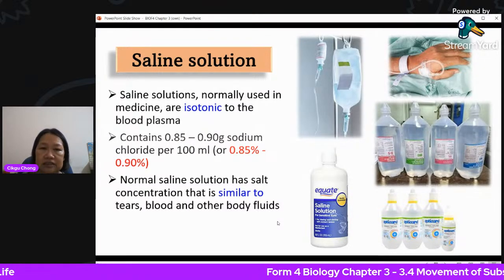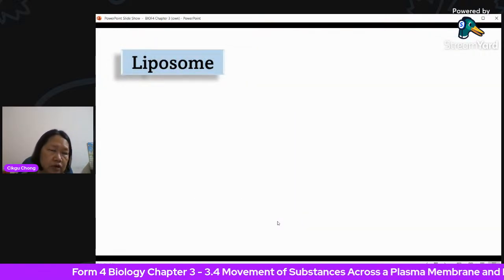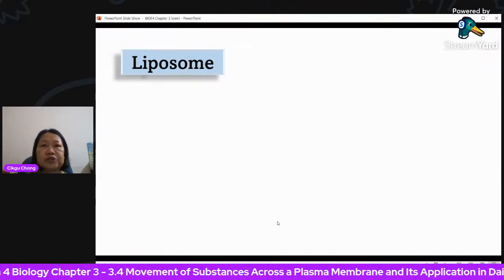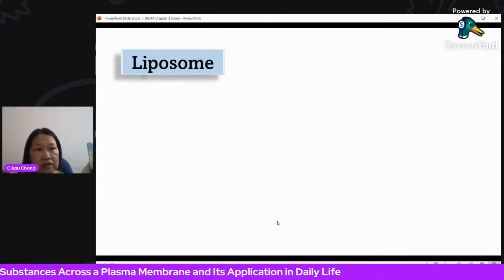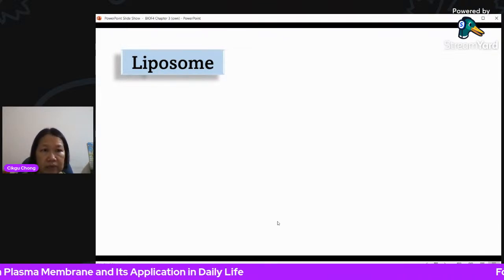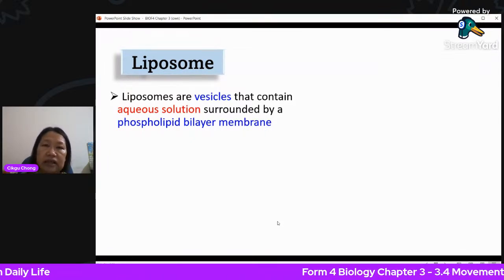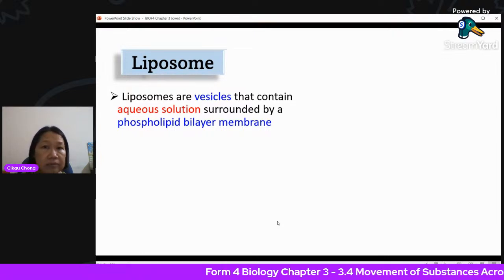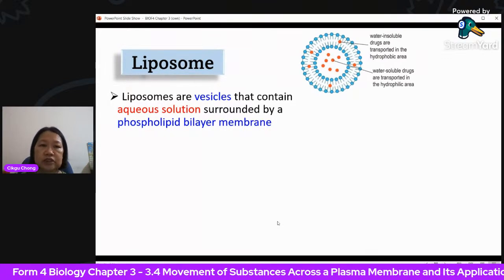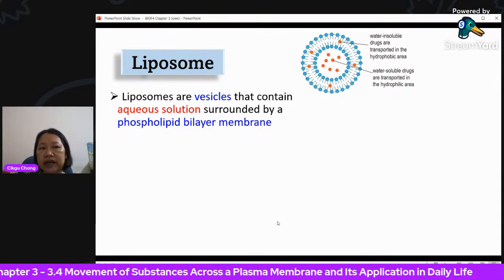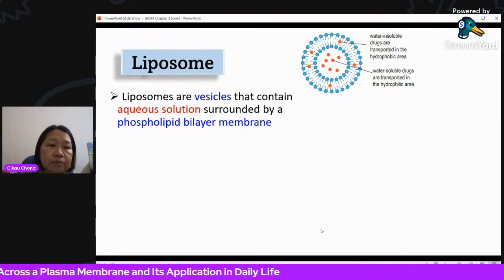Okay, so next, all right, number 5, liposome. Right, liposome. You've heard the word ribosome, right? Ribosome is naturally inside. This is the organelle in the cell that produces protein. Okay, but we have liposome. Now, liposomes are very small vesicles that can be manufactured. They can be man-made. Okay, that contain aqueous solution. Aqueous solution is a solution that is soluble in water, okay, and is surrounded by a phospholipid bilayer membrane.